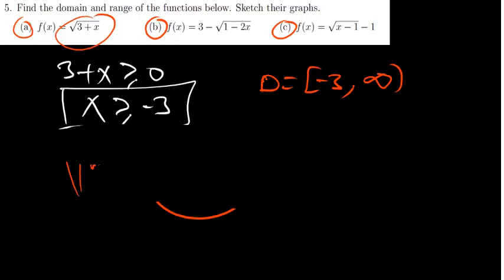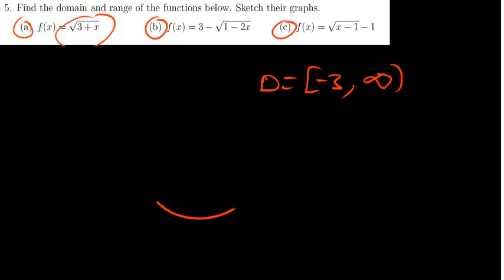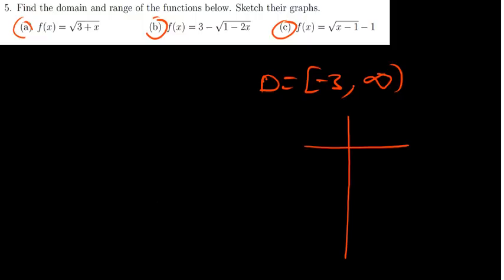Now, how do we find the range? The easiest way for you to find the range is to just have your coordinates. We are saying that x has to be greater than or equal to negative 3. I'm going to put it here.